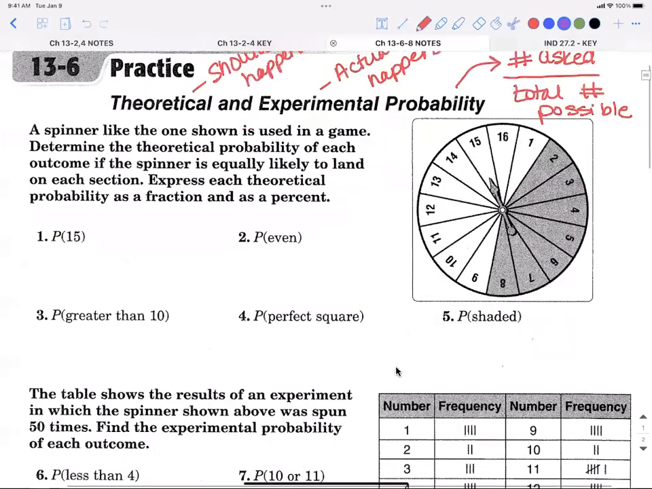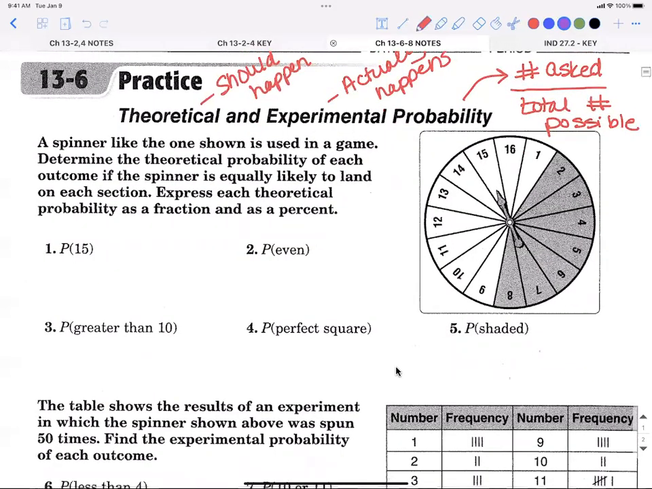So if we look at this spinner here, I want to call your attention to a couple of different things. Reading the directions is really important. It says the spinner is used in a game. Determine the theoretical probability, so that means just what should happen, of each outcome if the spinner is equally likely to land on each section. And then notice this last sentence. Express your theoretical probability, here's the important part, as a fraction and as a percent. So you've got to watch your directions because sometimes it asks you for the probability as a fraction and a percent. And sometimes it just wants the probability. And in that case, it's just left as a fraction.